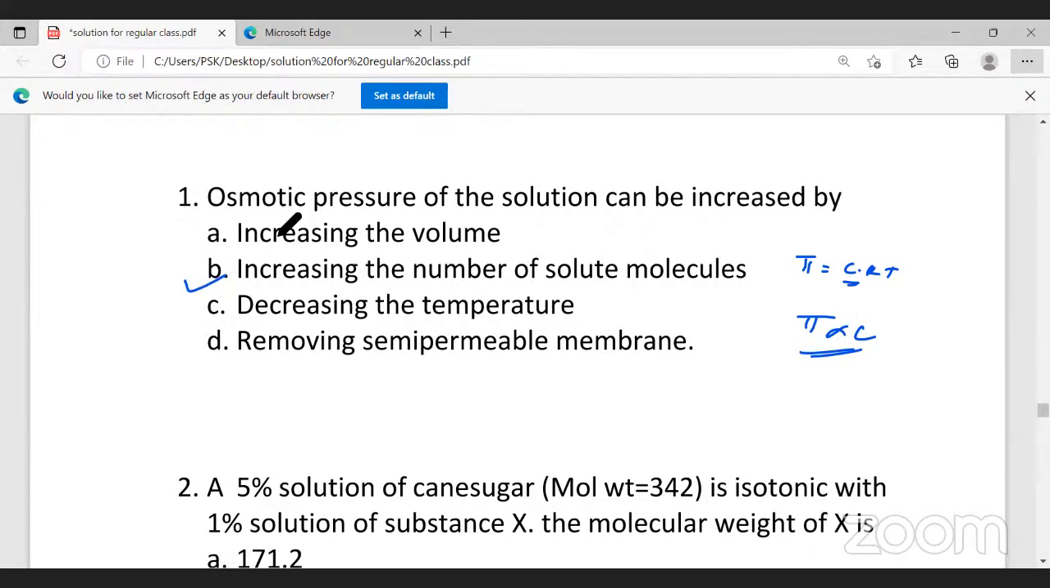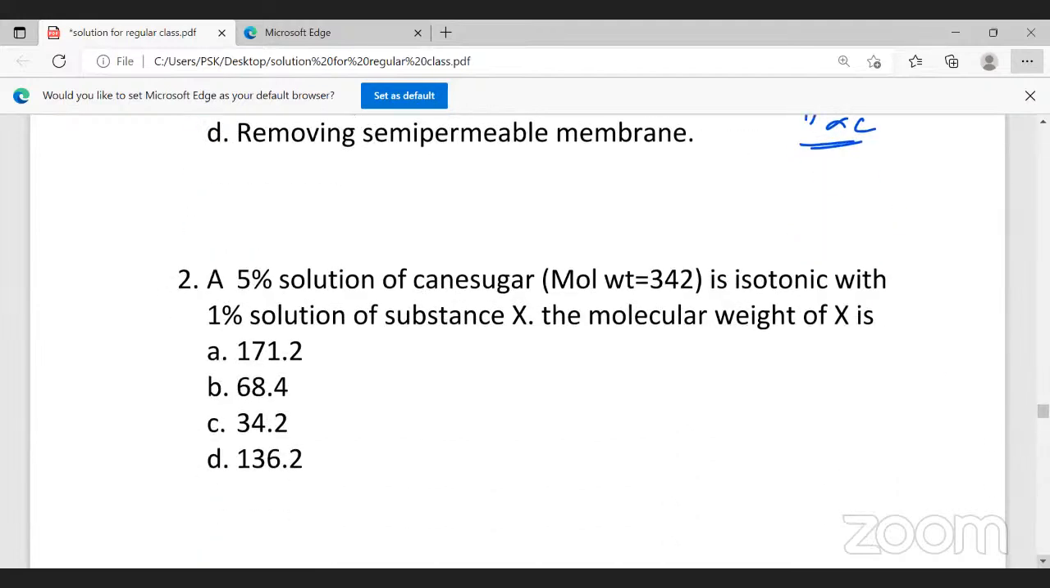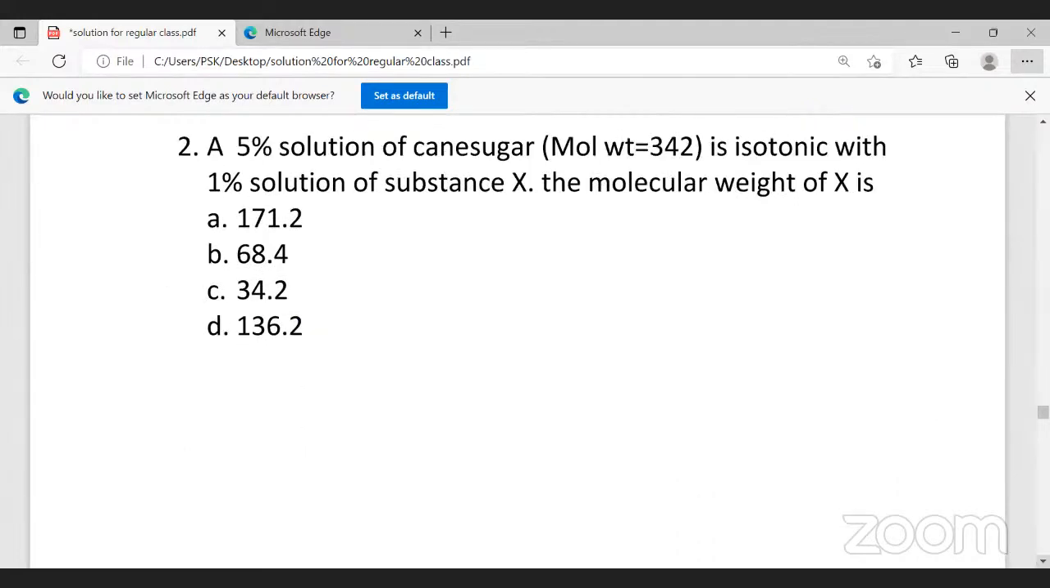Therefore, the answer for this question is option 1. Now see this problem based on isotonic. A 5% solution of cane sugar, molecular mass 342, is isotonic with 1% solution of substance X. The molecular mass of X is?